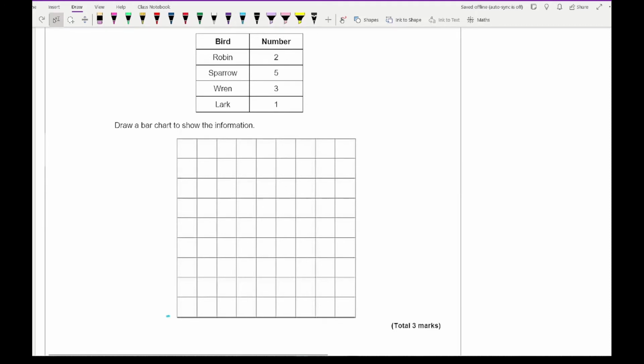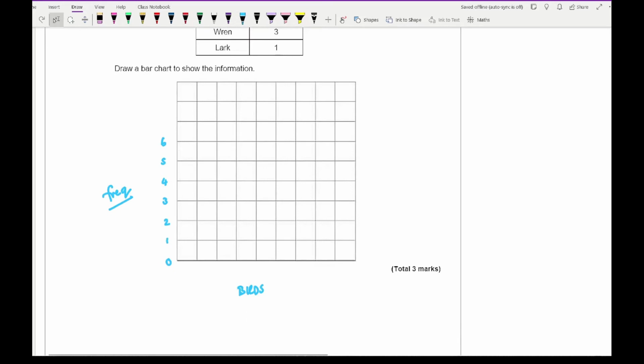So for this, I'm not going to space it out because I need to go up to 5, and I've got 9 boxes. So I'm going to go up in 1s, 3, 4, 5. I always go 1 extra, so I go to 6, and this is the frequency. And then we've got the birds. Now, as we've got 4, we need to make sure we've got space. So what I'm going to do is just create this. Let me just get rid of that birds bit and I'll label that after.